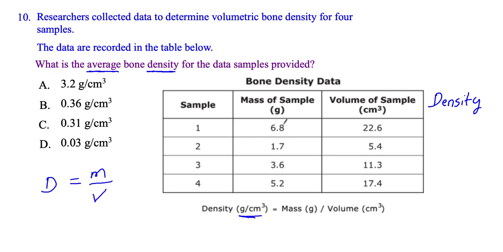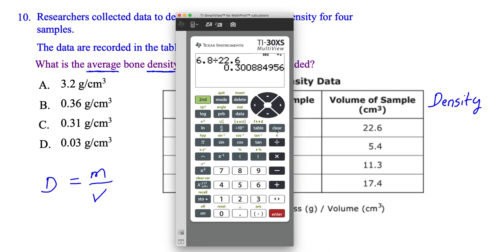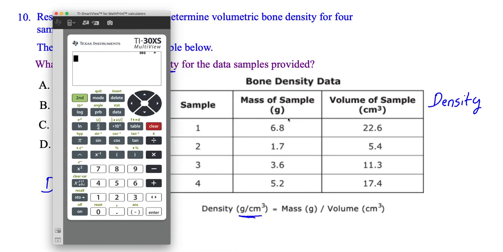So what I'm going to do is take this, 6.8 divided by 22.6 for all 4 samples, and this divided by this, and so on. Let's do that. I'm going to bring up the GED calculator. It looks something like this. And let's divide this first one, 6.8 divided by 22.6. I'm going to hit enter, and I get this long decimal, 0.300, blah, blah, blah.